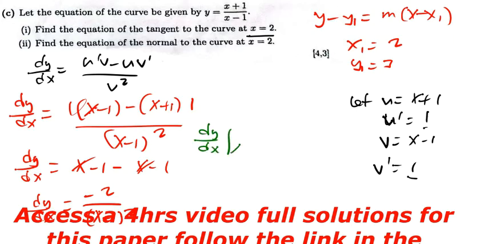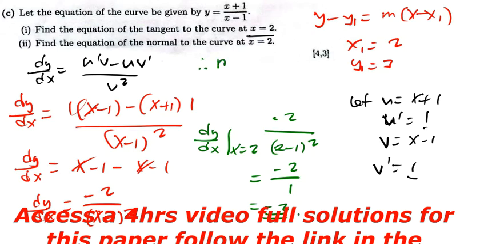So now you say x should be equal to 2. We have been told that x is equal to 2. So where there is x, you put now 2 minus 1, then you square it. So you end up having negative 2 over 2 minus 1, which is 1. 1 squared is 1. So the gradient is negative 2. So you say therefore m is equal to negative 2.